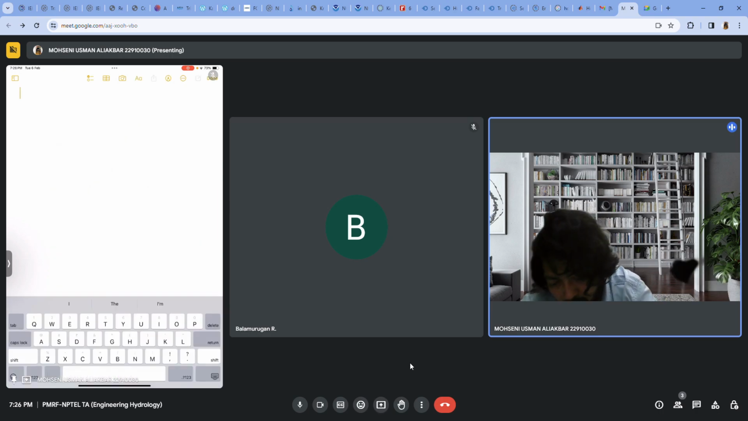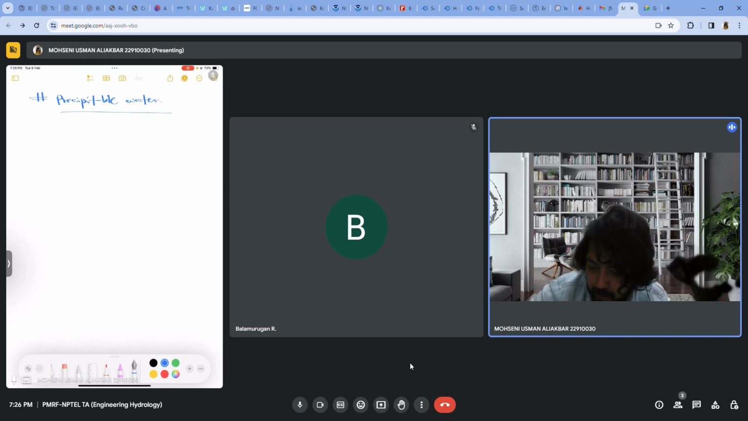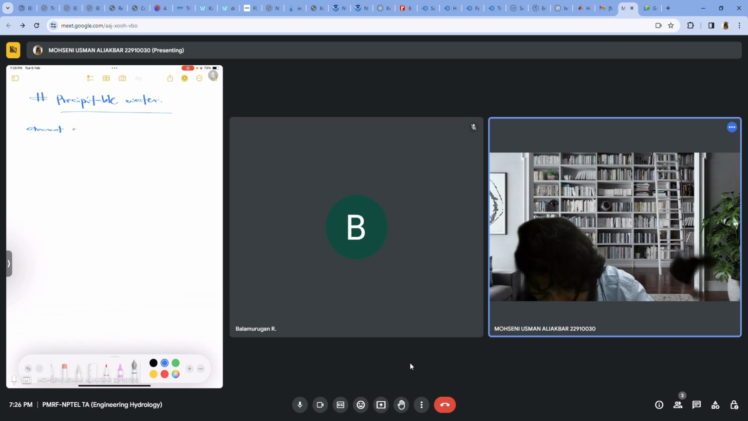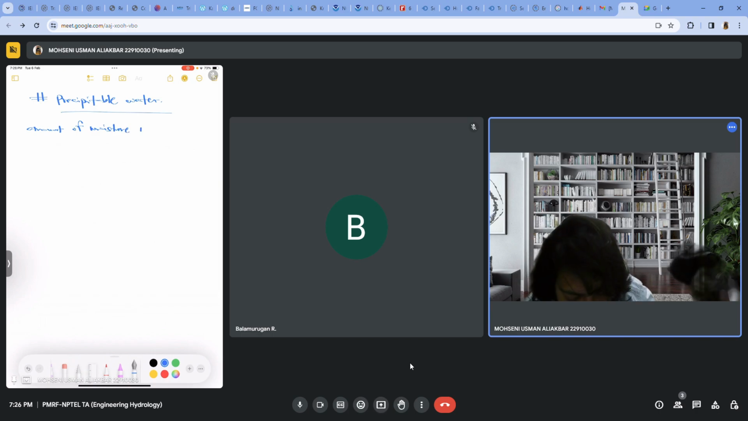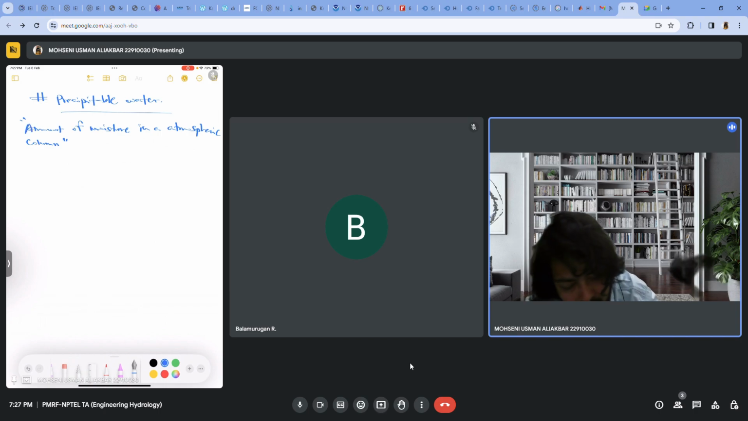Now let's come to another topic, which is called precipitable water. So what is precipitable water? What do you mean by precipitable water? Precipitable water is nothing but the amount of moisture in an atmospheric column.